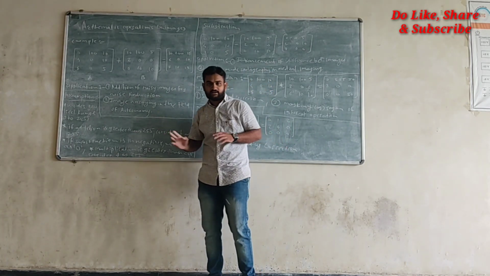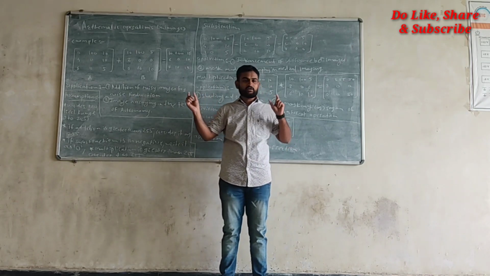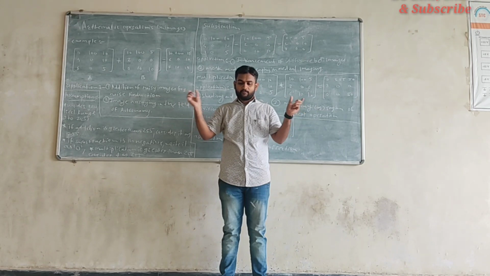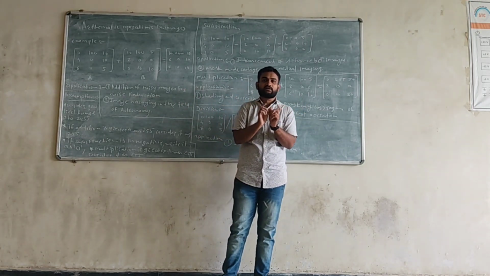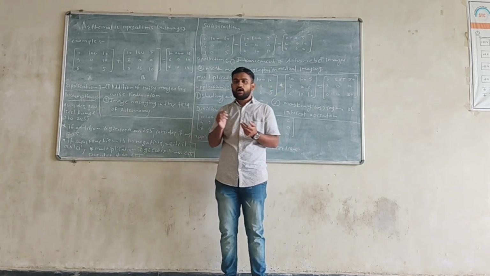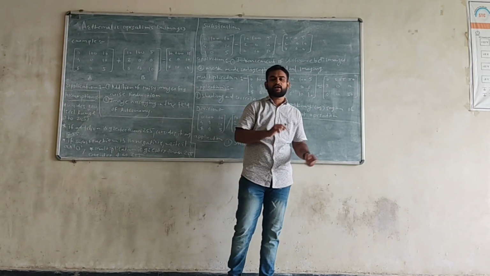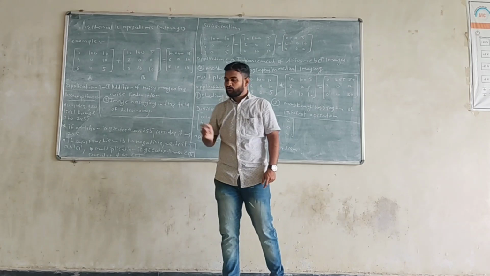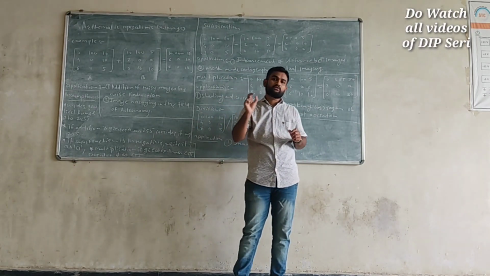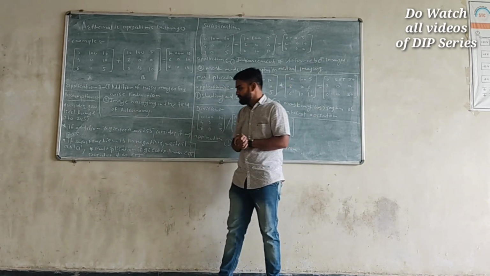Third, for subtraction: if we are subtracting two pixel values from two different images, and the output of the subtraction is negative, at that time you have to represent that negative value as 0. So negative values are eliminated and represented as 0. That is the rule for subtraction.